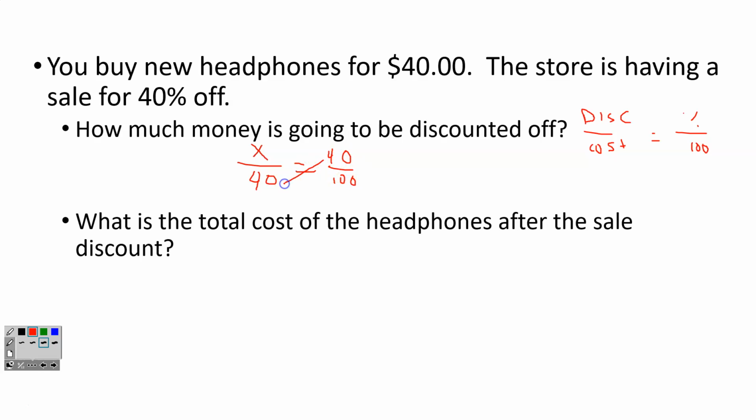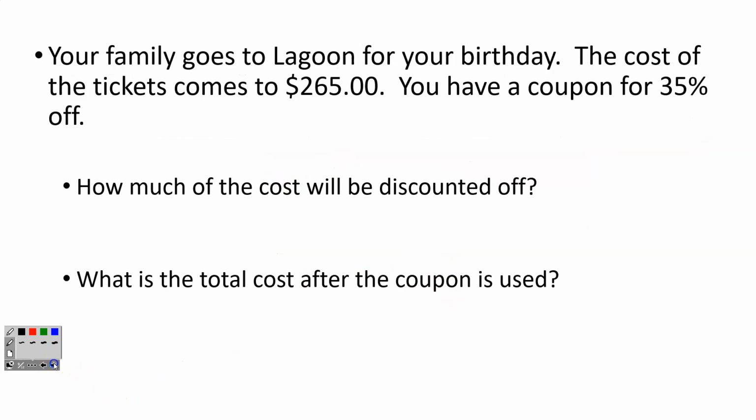I multiply numbers that are diagonal, so 40 times 40 gives me an answer of 1,600 divided by 100. That gives me an answer of 16. So what's the total cost of the headphones? Well, I take my cost, and I have to now subtract the discount. That means these $40 headphones are now going to be $24.